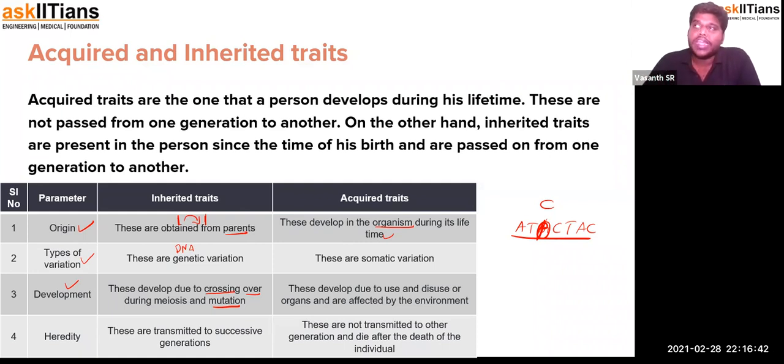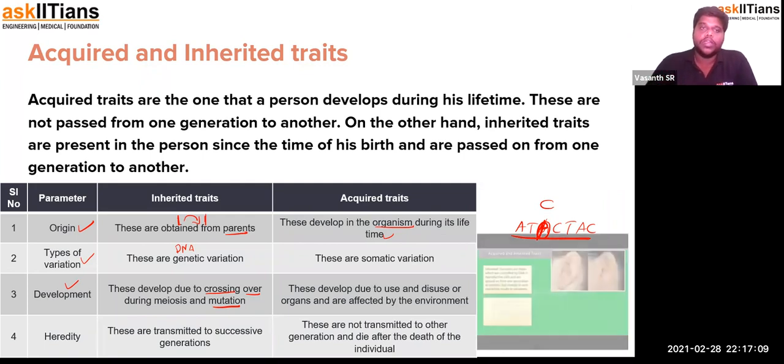Any characteristic feature which the organism possesses by birth, we call an inherited trait. Any characteristic which they acquire in the process of life and which later does not get transmitted into the next generation is called an acquired trait. So this is acquired and inherited traits in a nutshell. I hope everybody would have understood this. Let's get to the next topic.